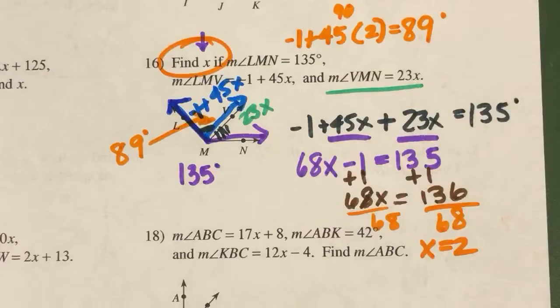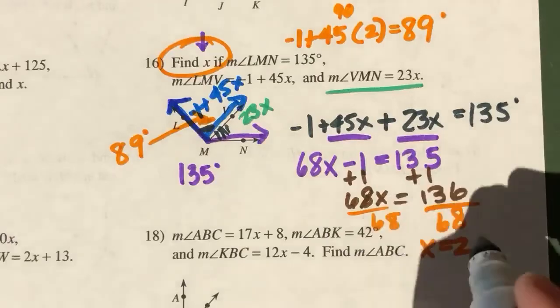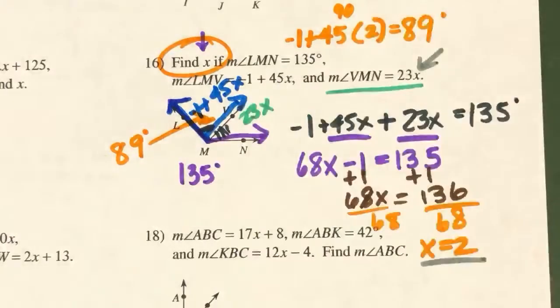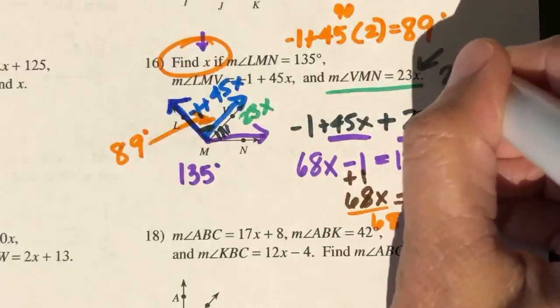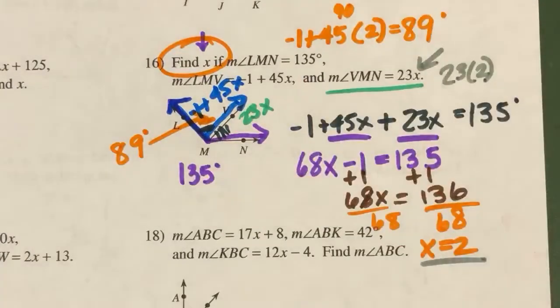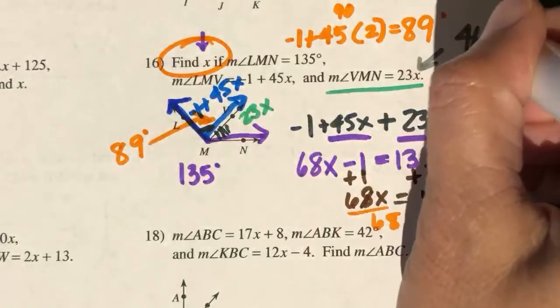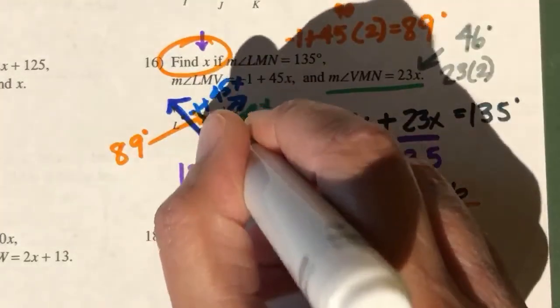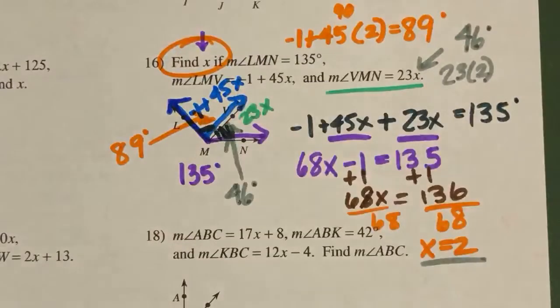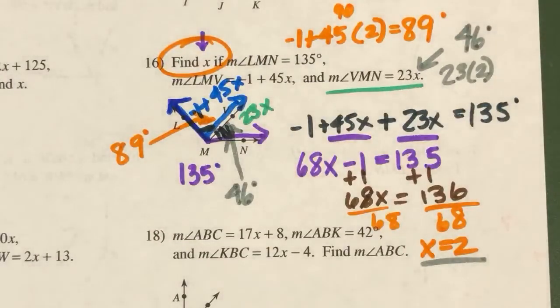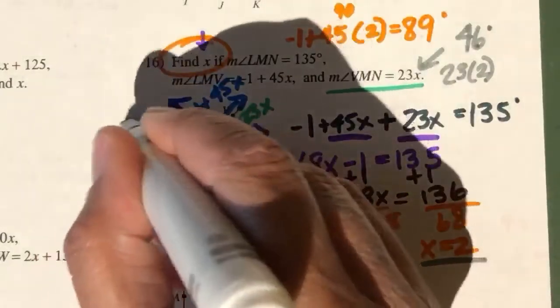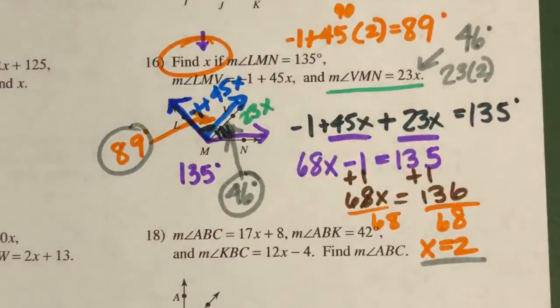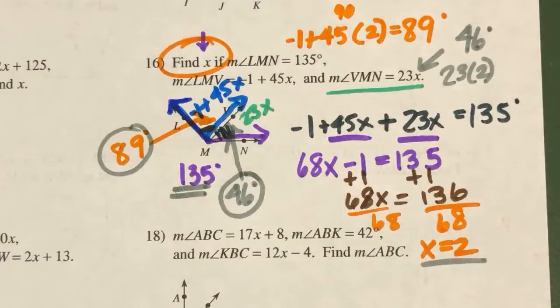When I plug 2 into the other angle, I should get two angles that actually add up to 135 degrees. So I'm going to take this 2 right here and plug it into this angle, 23x. Well, what's 23 times 2? That's 46 degrees. So this angle right here is 46 degrees. What should those angles have added up to? 135. If you check it, 89 plus 46 gives you exactly 135 degrees. So you know you've done this question correctly.